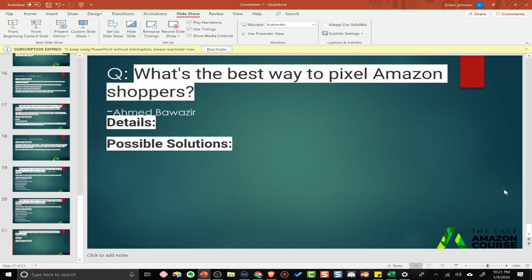What's the best way to pixel Amazon shoppers? From Ahmed Bawazir. Okay, so we'll show his photo there. Not a photo. Okay, best way to pixel them. A product insert. There's a couple ways here.